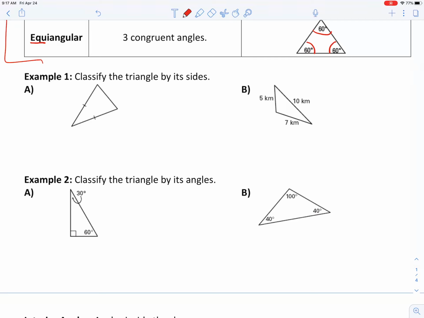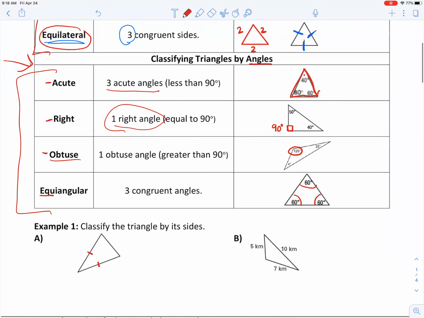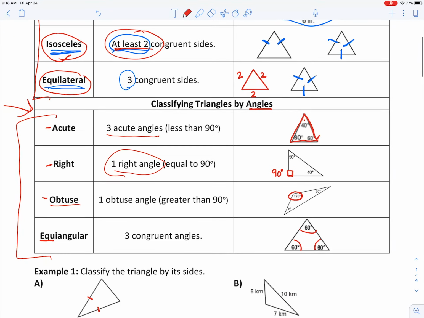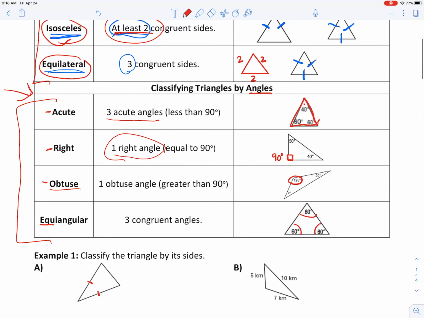Okay, moving on to example 1. We're going to classify the triangle by its sides. I see that there are 2 tick marks in letter A. That means two sides are the same. If I go back up here to my top, two sides the same is called isosceles. So I'm going to write that down, isosceles.